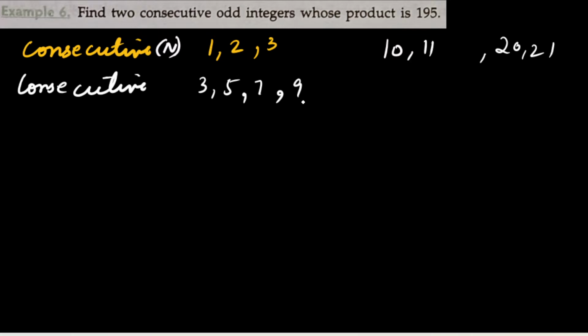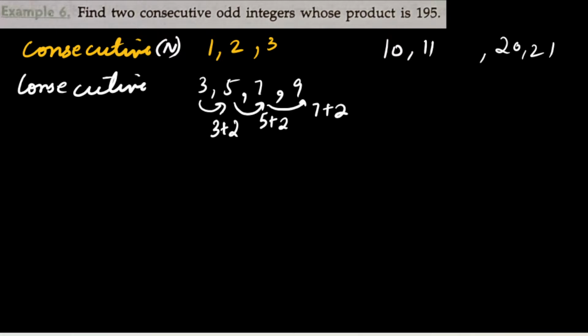So consecutive odd numbers. That's why, whenever we are assuming, how to assume? Here you can see, if I see the following number, what is it? 3 plus 2. If I again see the following number, it is 5 plus 2. If I see again the following number, it is 7 plus 2. So common 2 is there. That's why, whenever we are assuming consecutive odd integers.